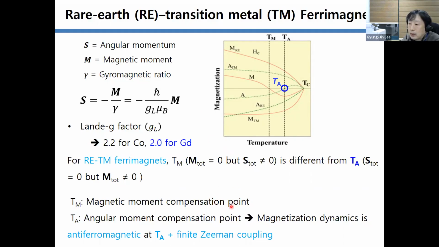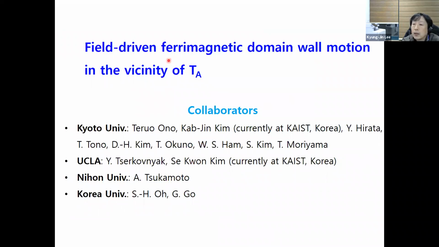And as I will explain, the magnetization dynamics is governed by the angular momentum or spin density, not by the magnetic moment, which means that at Ta, the magnetization dynamics is antiferromagnetic, but at Ta we have a finite net magnetic moment, which means that we can control the magnetic textures by using the external magnetic field. So the first one is field-driven ferrimagnetic domain wall motion in the vicinity of Ta.